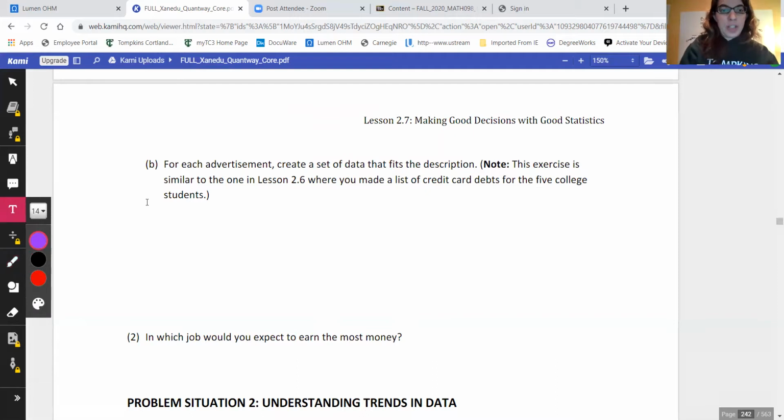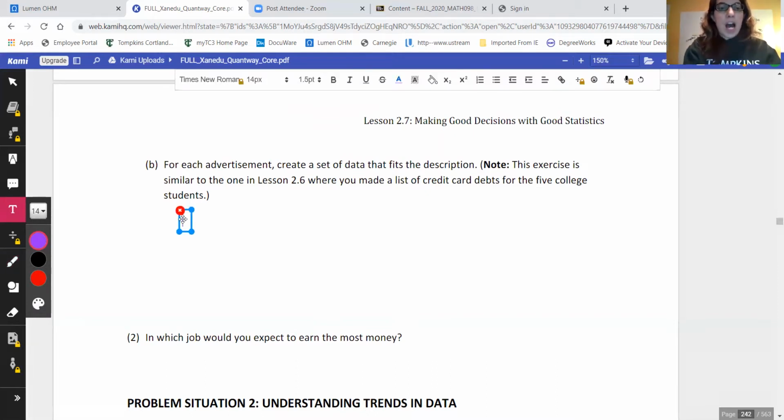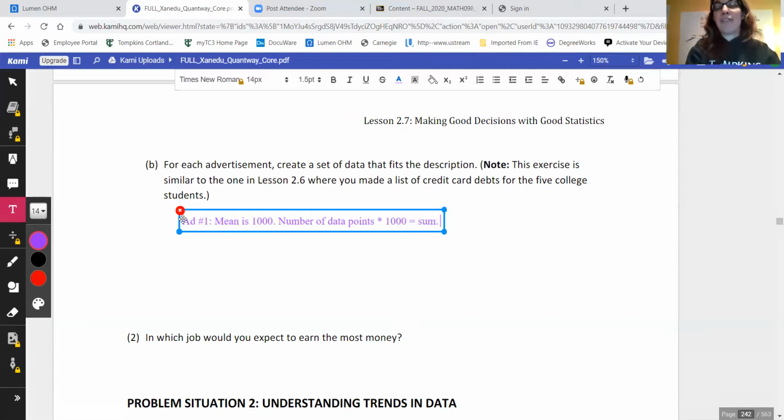Okay, so obviously you could have lots of different things. For advertisement number 1, the important thing here is that the mean is 1,000. So the number of data points times 1,000 has to be the sum. If I have 5 data points, my numbers have to add up to 5,000. Sorry, the other way around: the sum 5,000 divided by 5 is going to be 1,000. That would be our average.